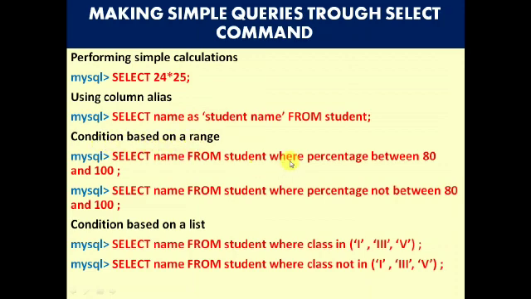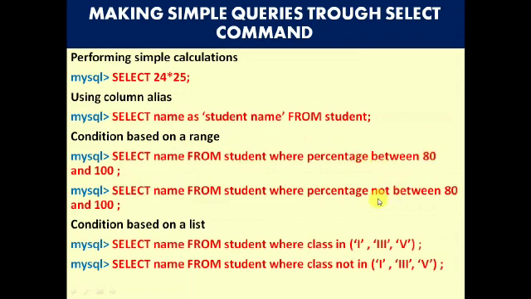Now coming to the next, condition based on a range. In the where clause, if I want to filter my data on the basis of a range of values, not a single value, suppose I want the name of all the students whose percentage is between 80 and 100, we can use the between operator for that purpose. Select name from student where percentage between 80 and 100. Remember, after 80 you have to use and. This keyword is compulsory. Between the lower limit and upper limit, you have to specify and. In this, 80 and 100 are also included.